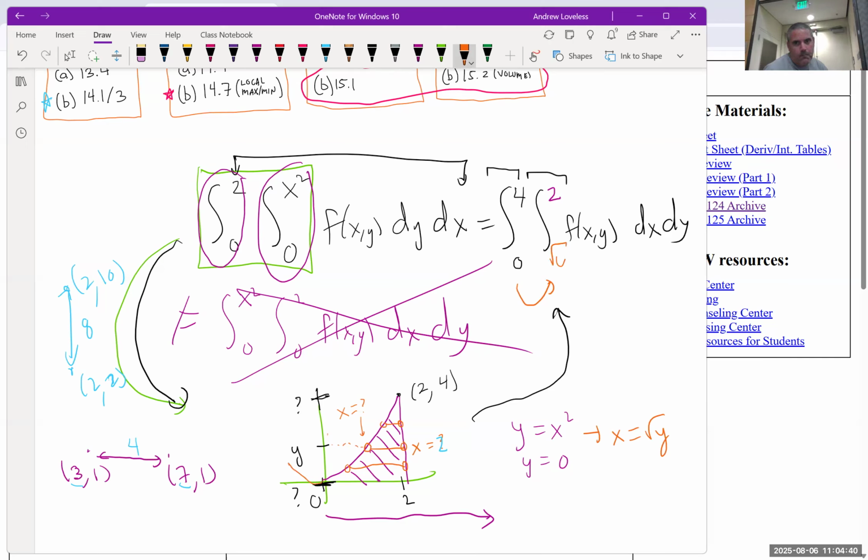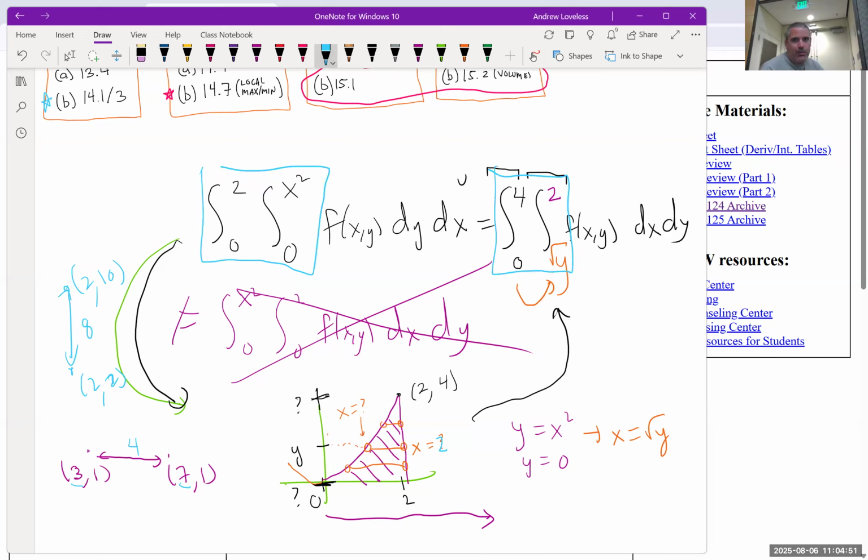Okay. So the question is really saying, can we draw the region and relabel it? That's what a reverse the order is about. But that wasn't your question. Notice in both of them, the constant's on the outside. So that was the point there.